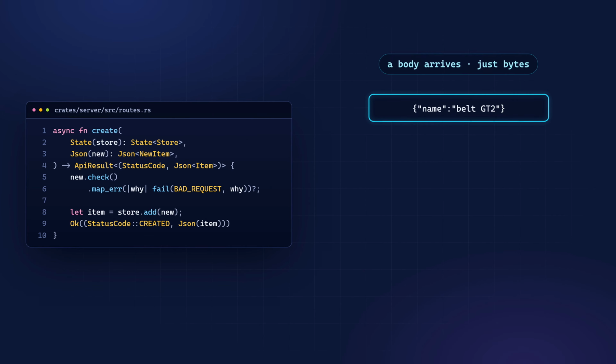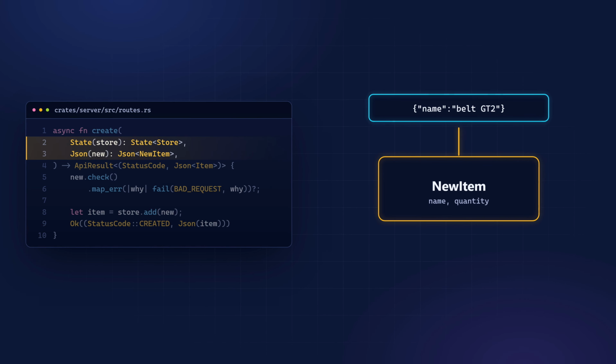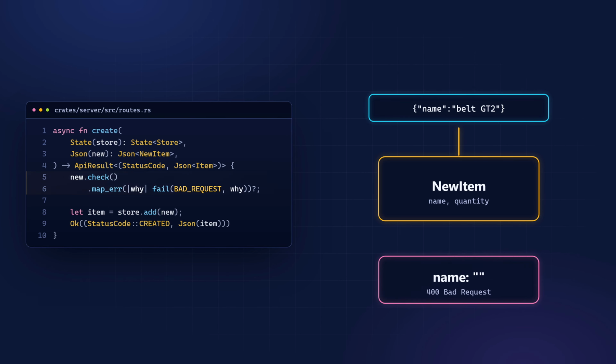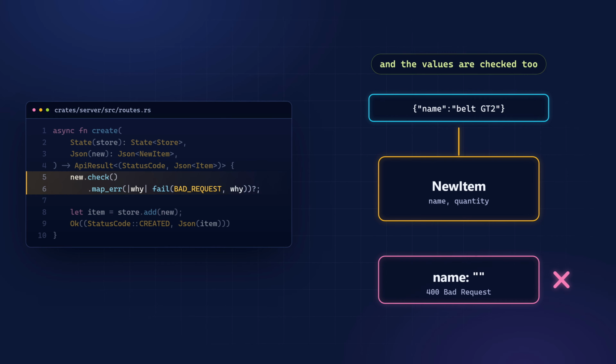Let us look at one complete handler. Request bodies naturally arrive raw. The types try parsing it. Garbage JSON gets rejected before running anything. We then validate fields. Empty names instantly trigger a bad request error response.